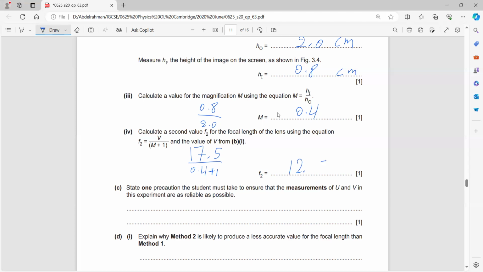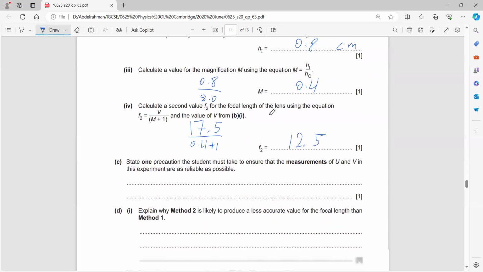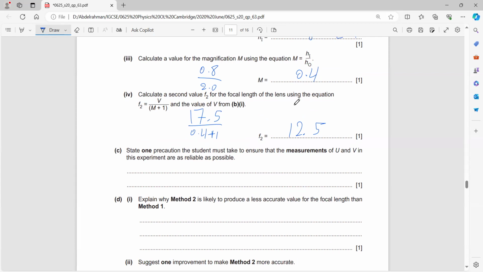12.5. State one precaution that he must take to ensure that the measurements are as reliable as possible. Take the reading perpendicularly. When I'm talking about the precautions of the readings, the ruler, the distances, it's very easy: take the readings perpendicularly.